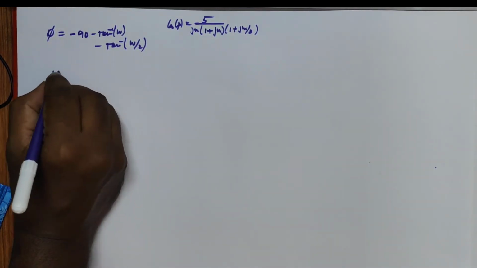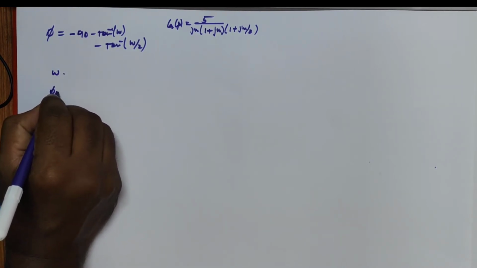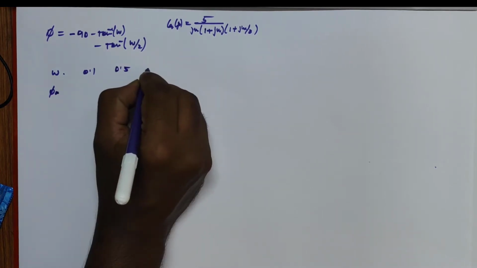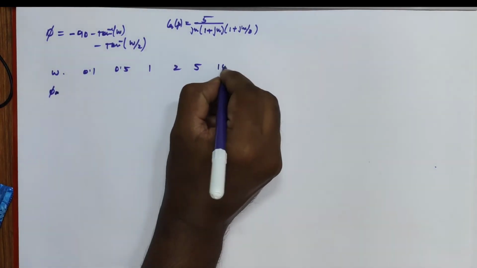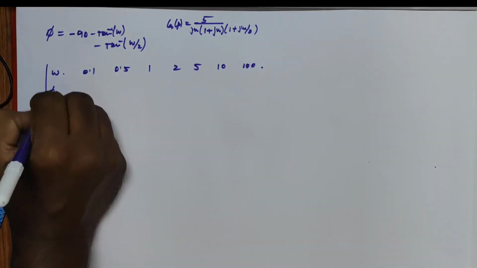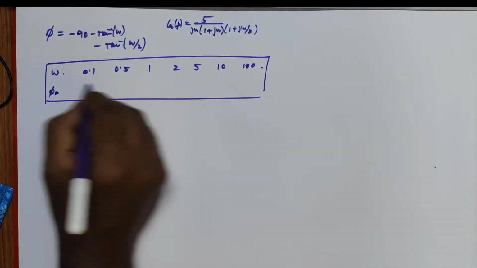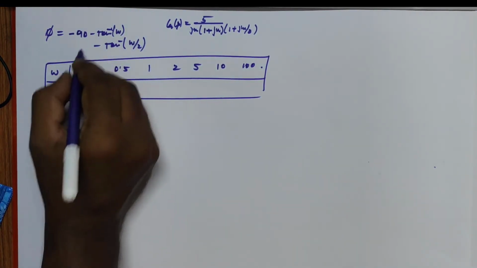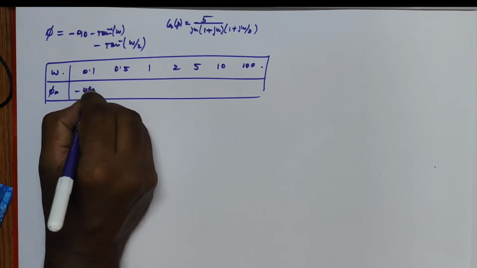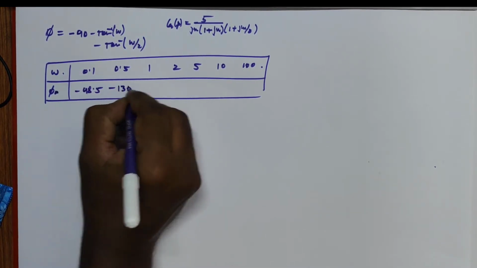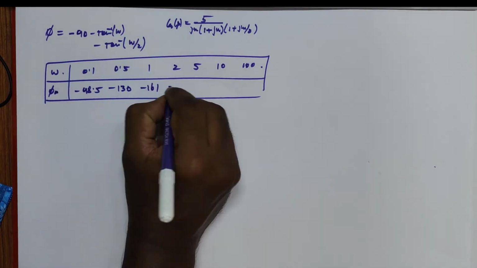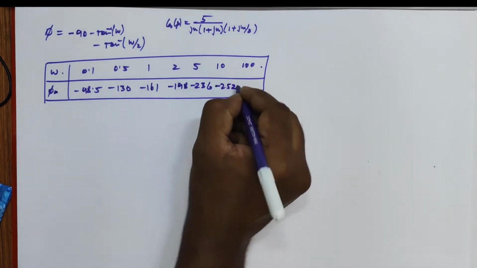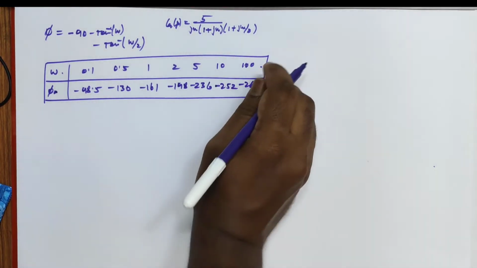Now for different frequencies we have to find phases. For different frequencies I'm choosing ω values 0.1, 0.5, 1, 2, 5, 10, and also 100. Substituting ω for the different phases, for ω equal to 0.1 I got a phase of -98.5, then -130, and this is -161, this is -198, this is -236, this is -252, and this is -268. I just calculated these before.